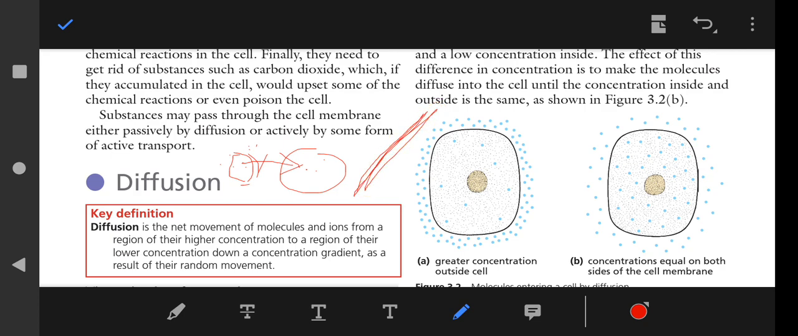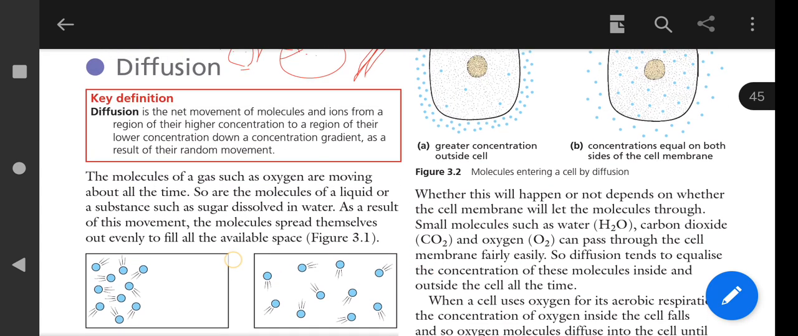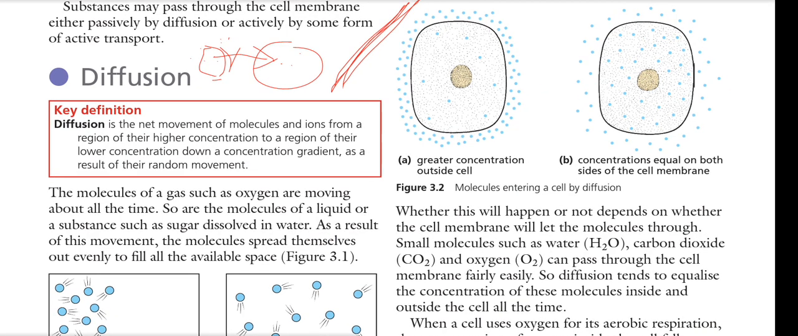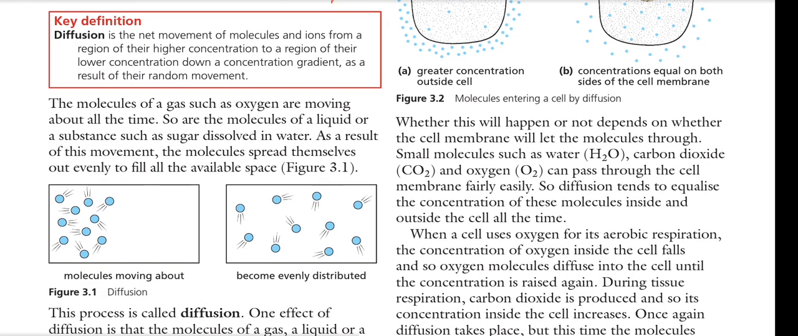This random movement of molecules, this movement is random, not in a row. This random movement is called diffusion. Random movement is also known as haphazard movement or irregular arrangement. Molecules of a gas such as oxygen are moving about all the time. As we know, all gases are moving all the time. Or the molecules of a liquid or a substance such as sugar dissolved in water. As a result of this movement, the molecules spread themselves out evenly to fill all the available space.